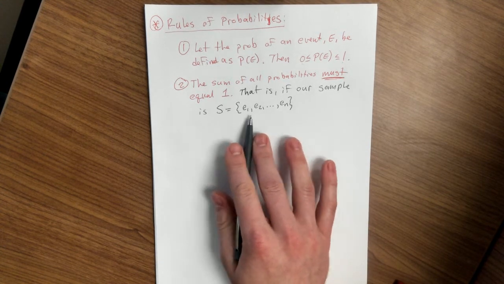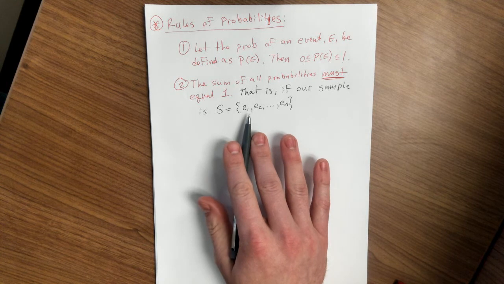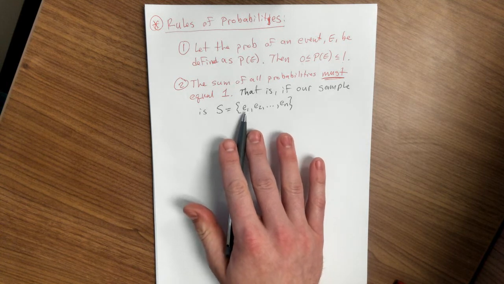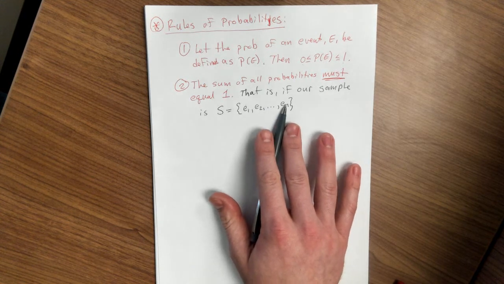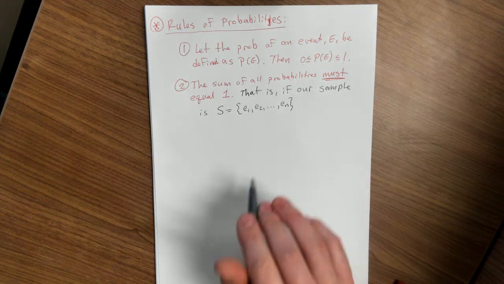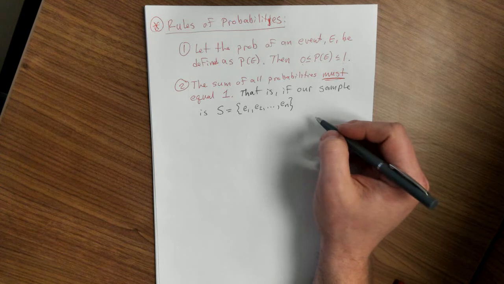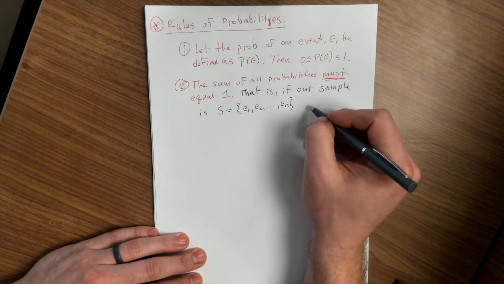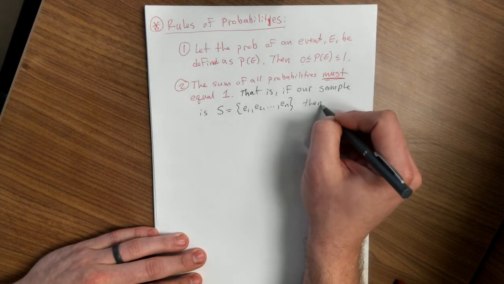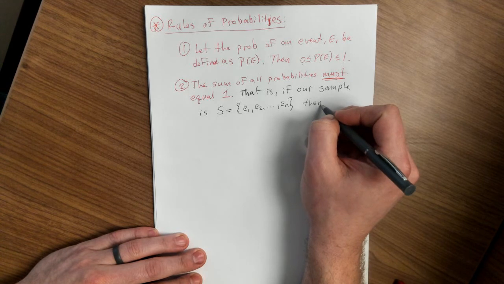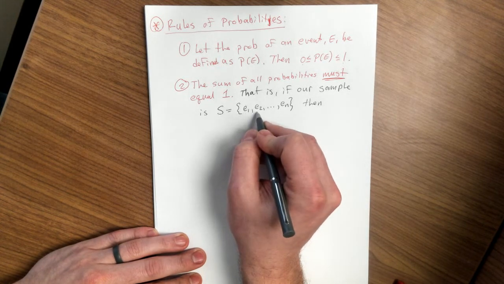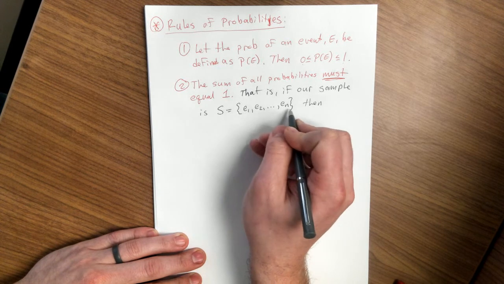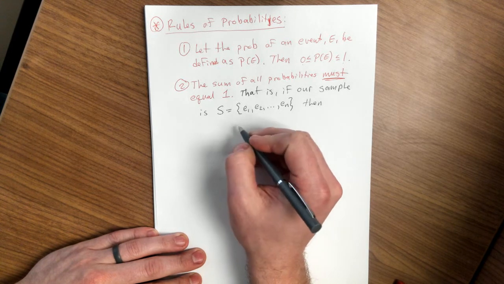Think of this as the rolling the die example from just a minute ago. Earlier this would be 1, 2, 3, 4, 5, 6, and we stopped at 6, but this could be anything. This is just put in general terms. So if our sample space is that, then the probability of E1 plus the probability of E2 plus the probability of each one of these has to equal 1.